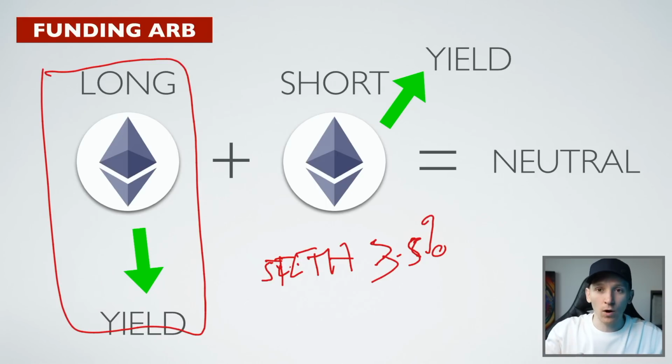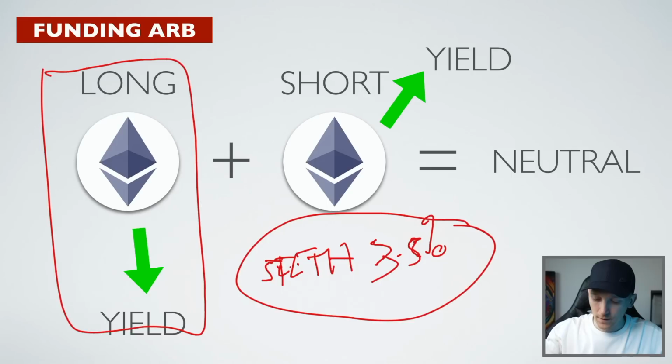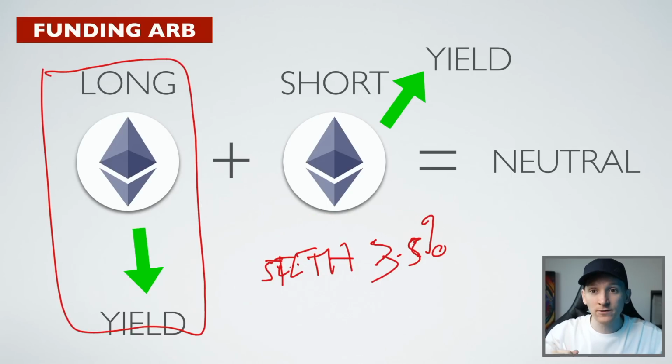Well, we can take a long in the staked ETH, and we can use that as collateral to take a short position in the futures market on ETH, because staked ETH and ETH are the same price always. And the reason you get the 3.5% yield is that the amount of staked ETH you have rises over time. So you actually get more tokens in your account over time to represent the 3.5% or whatever the yield is over that 12-month period.